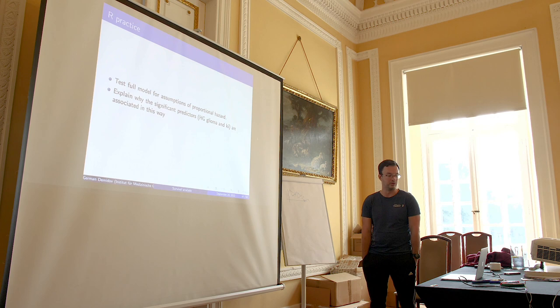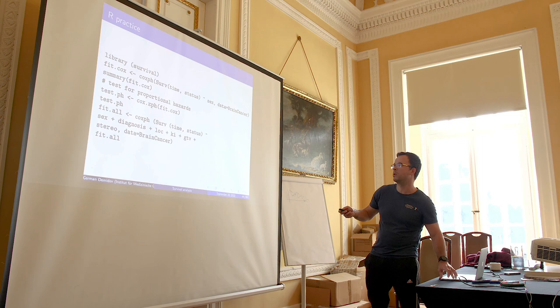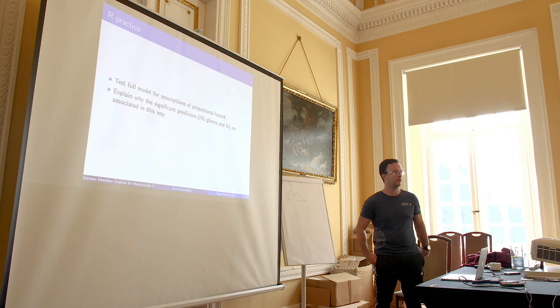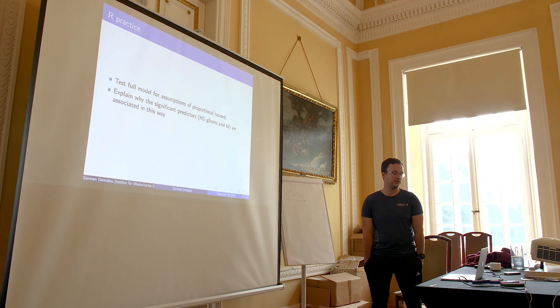This is the command for testing for proportional hazard: cox.zph. Test this fit all, put fit all instead of fit Cox here, and test if the assumption of proportional hazard is actually true. Not true, but like not rejected. Not rejected, no.